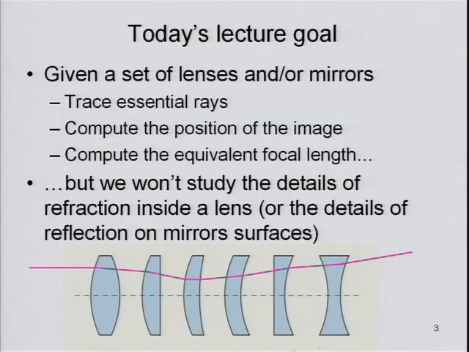So the goal today is quite simple. Given a set of lenses and mirrors, to be able to trace the minimum amount of rays so that we can, from an object, locate the position of the image and therefore compute the equivalent focal length of the system or the equivalent magnification of the system. So we won't go into too many details looking at what's happening at each diopter level of the lens or of the lenses or of the mirrors. We will simplify all this.